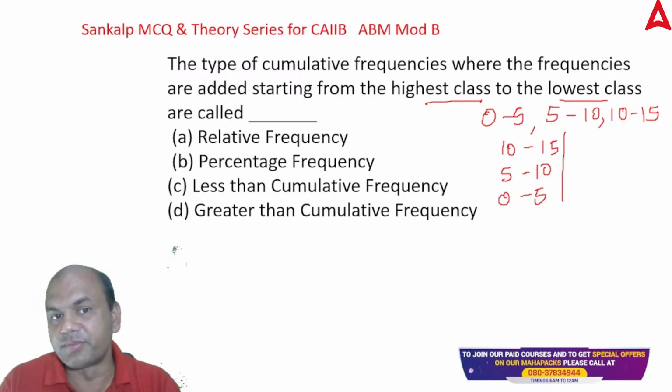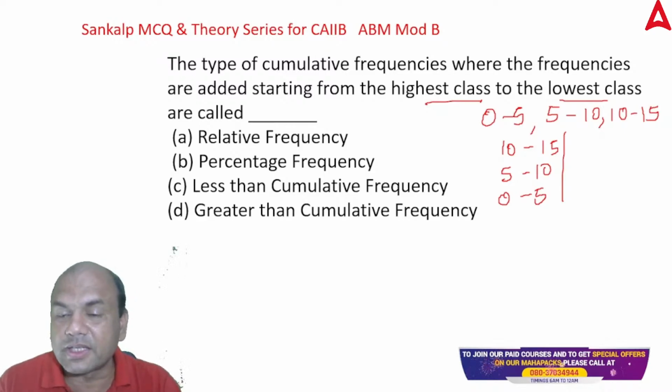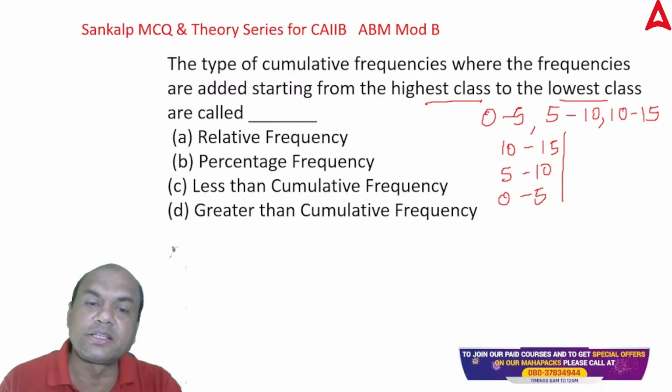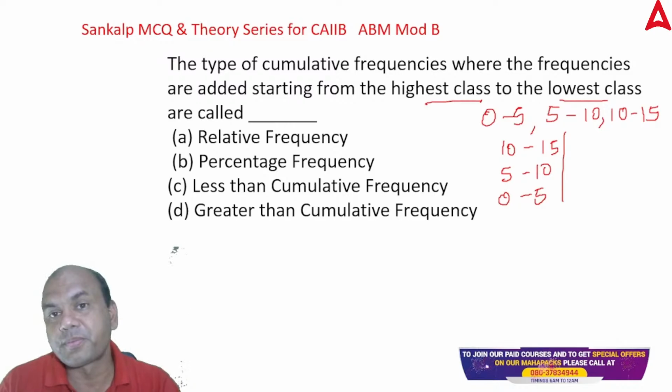This is the question. The type of cumulative frequency where the frequencies are added starting from the highest class to the lowest class is known as what? Relative frequency, percentage frequency, less than cumulative, and greater than cumulative. What is it called?